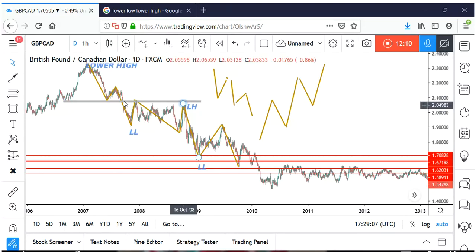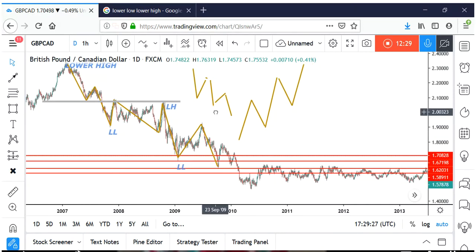Obviously, this is now going to be a lower high, okay, lower high, or just to sell it down to a new lower low. So yeah, this is how the market works.